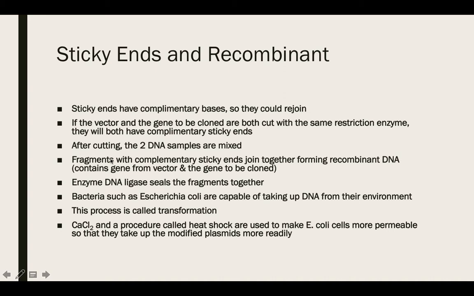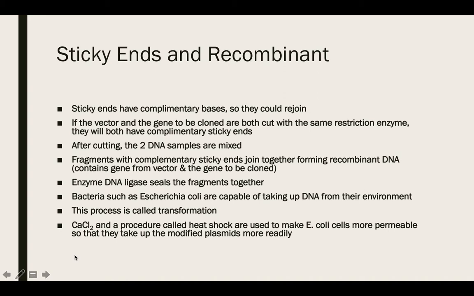So if the vector and the gene to be cloned are both cut with the same restriction enzyme, they will have complementary sticky ends. After cutting, the two DNA samples can be mixed. So you have to use the same restriction enzyme on both organisms, then you can stick them together, so to speak. Fragments with complementary sticky ends join together to form what's called recombinant DNA. This contains a gene from the vector and then the gene to be cloned. The enzyme DNA ligase seals the fragments together.